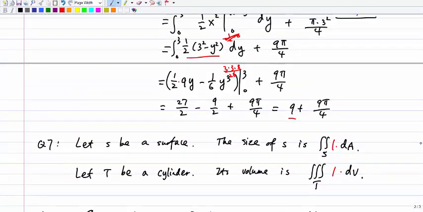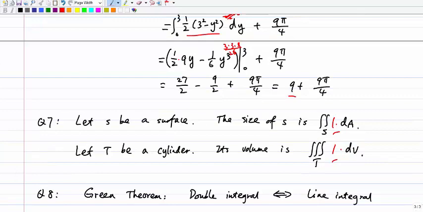Okay, question number 7 is let S be a surface, so the size of S is just this. You just place 1 over here. It's just this. And let T be a cylinder, so its volume is given by this. So that's it. Pretty straightforward.